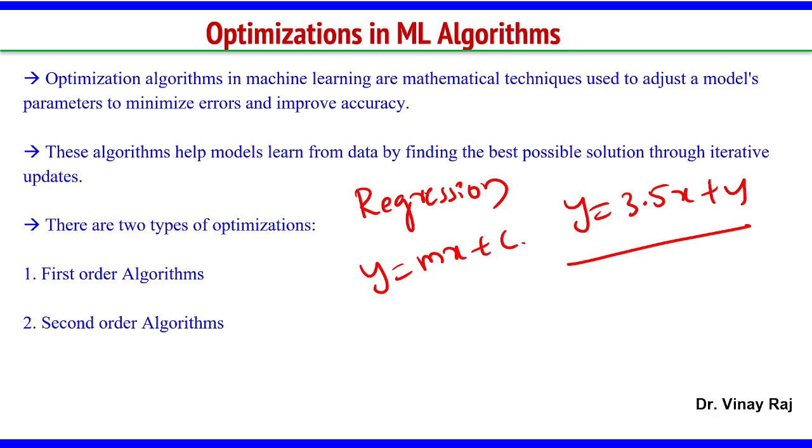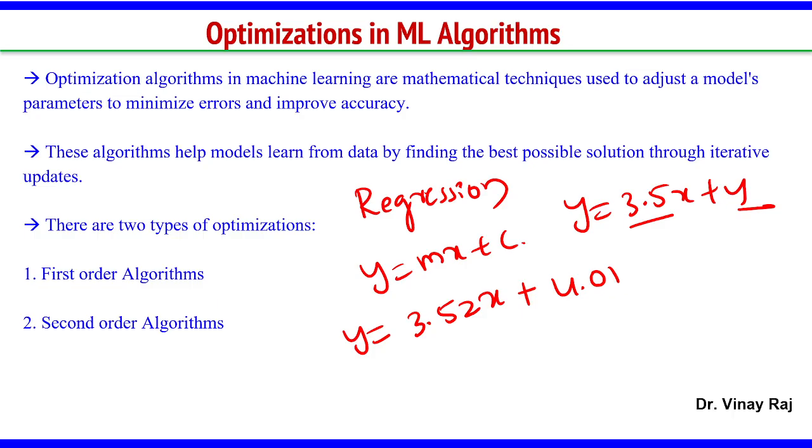So, we want to adjust the model parameters such that the error between the actual and the predicted value is very, very low, which can give better predictions. Adjust means what should I adjust here? I want to adjust the value of 3.5 and 4. It means I want to find a new value for that. Let us say 3.52x plus 4.011.